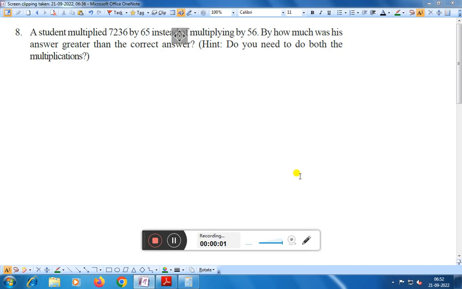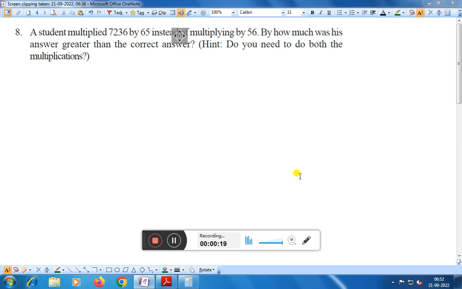Hello friends, today we will discuss question number 8. A student multiplied 7236 by 65 instead of multiplying by 56. By how much was his answer greater than the correct answer?